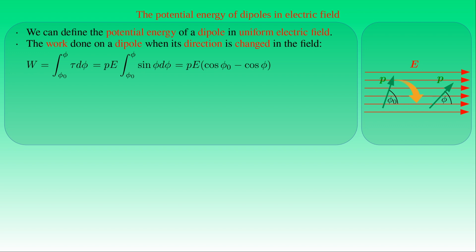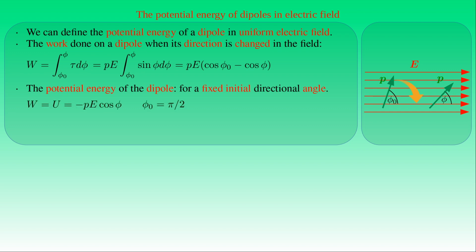We are interested only in the change in the potential energy, and we fix the initial orientation angle. If we set phi null to 90 degrees or pi over 2 given in radian, then the cosine of phi null vanishes. As a result, we can define the potential energy as the work done on the dipole by the electric field turning the dipole from the inclination angle of pi over 2 to the angle phi. That is, the work W, called the potential energy U, is equal to minus p times E times cosine phi.